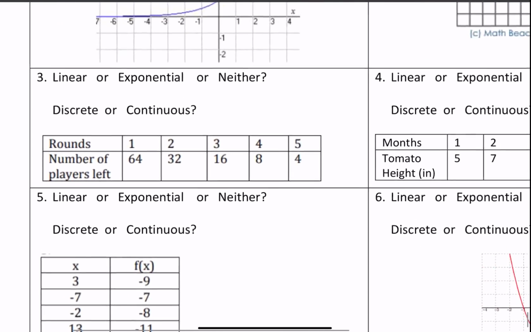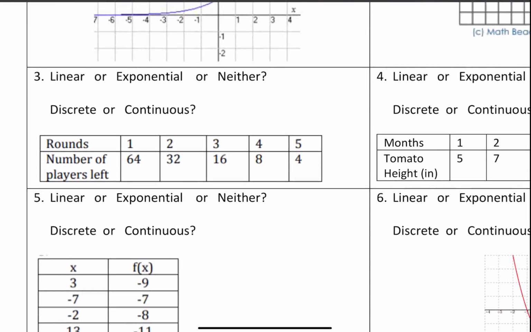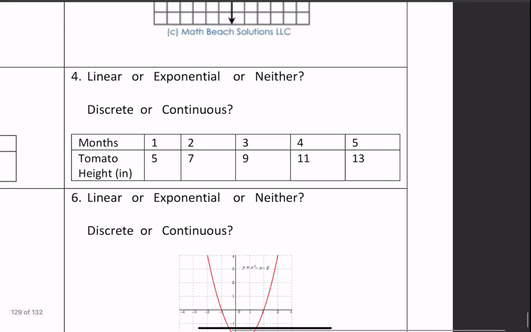Next up, we have rounds 1, 2, 3, 4, 5. Number of players 64, 32, 16, 8, and 4. That is going to be exponential because we're dividing by 2. But remember, with exponential, we can't use division, so we have to multiply by 1/2. And it's discrete because we're talking about people. You count people, you don't measure people.